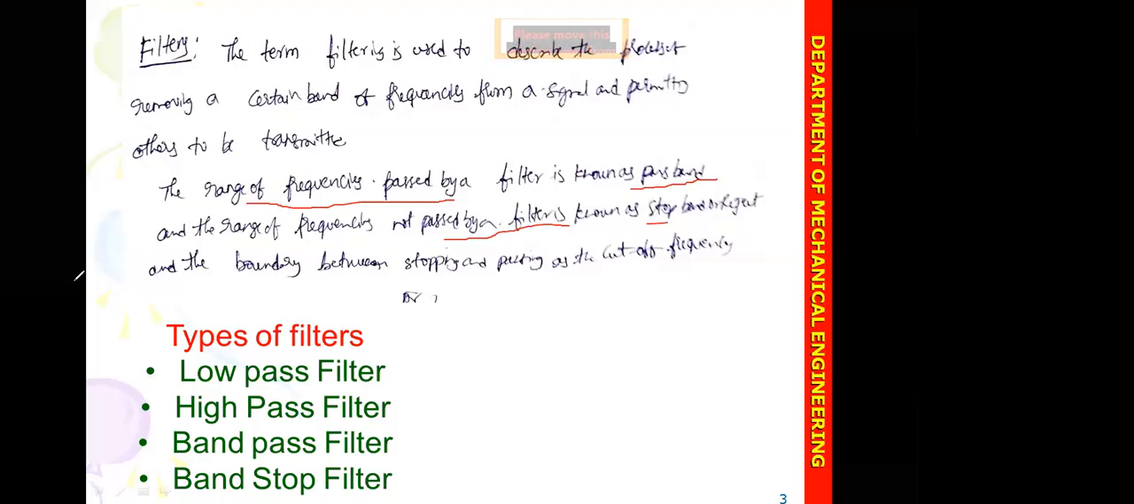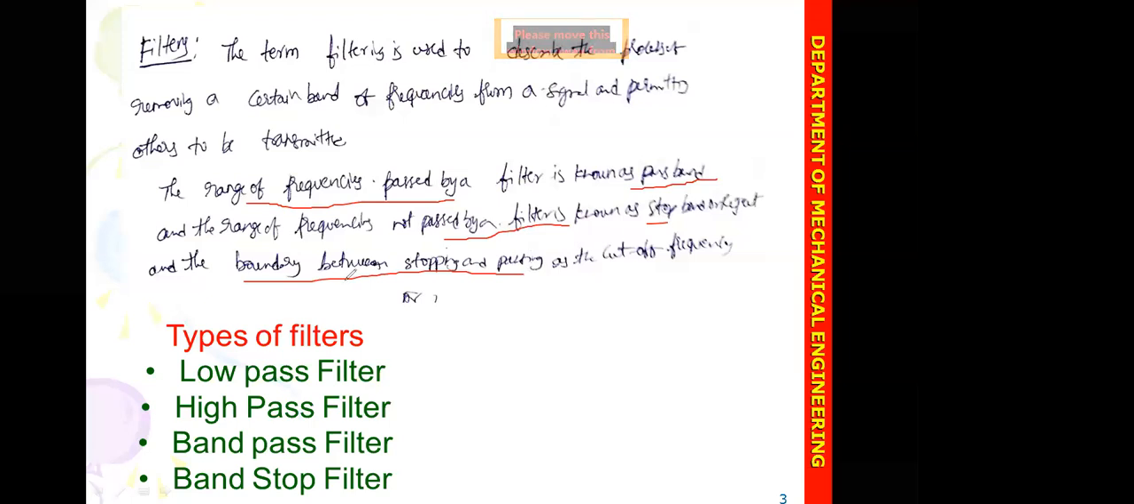Again, I'm repeating: the range of frequencies from a signal that is not passed by the filter is called stop band or reject. That means it rejects the unwanted frequencies from a signal. And the boundary between the stopping and passing is called the cutoff frequency.